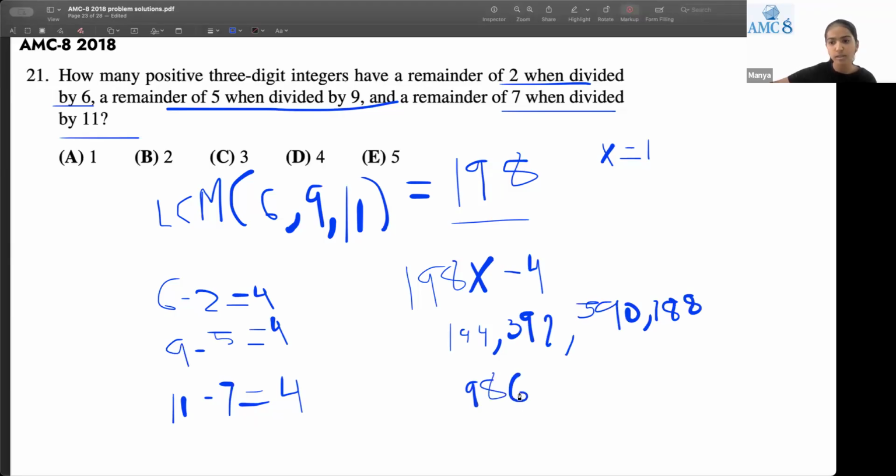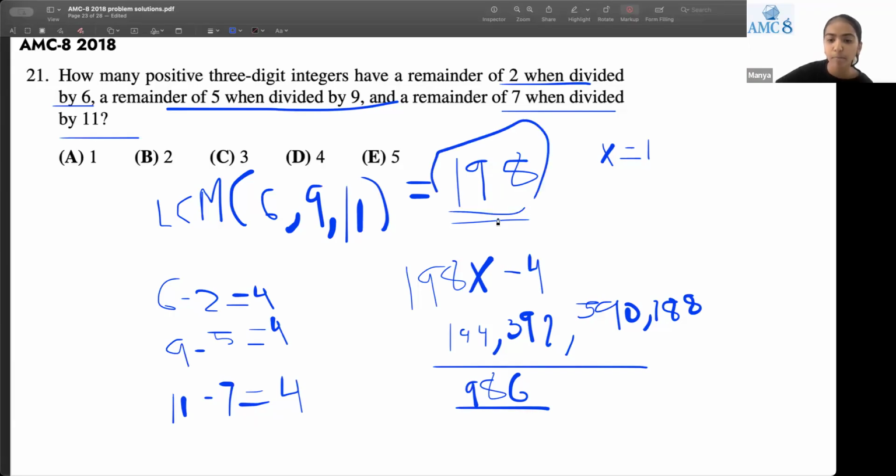We won't do x equals 6, because if x equals 6, then the number will be greater than a three-digit number. 1,000 is a four-digit number, so it cannot be greater than 999. And x equals 5 is already close enough to 999. So since there are 5 three-digit integers that are a multiple of 198 minus 4, 198x minus 4, our answer choice will be E, 5.